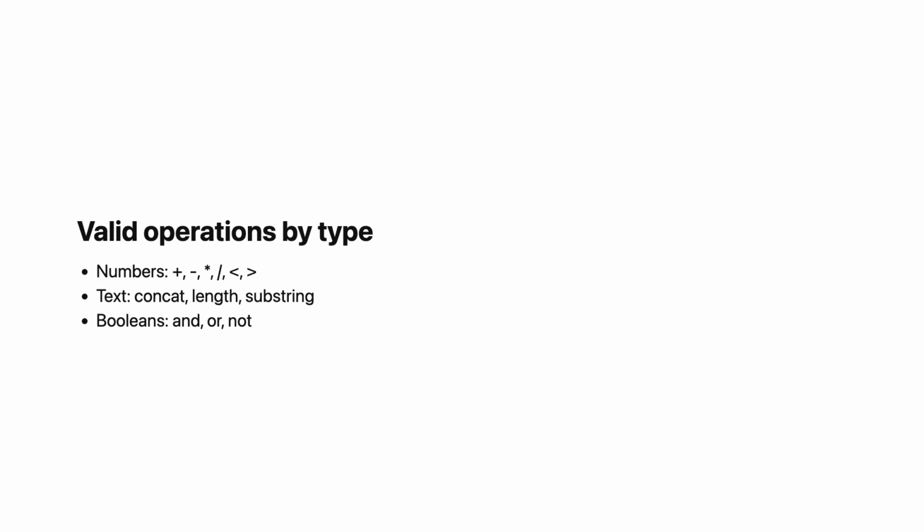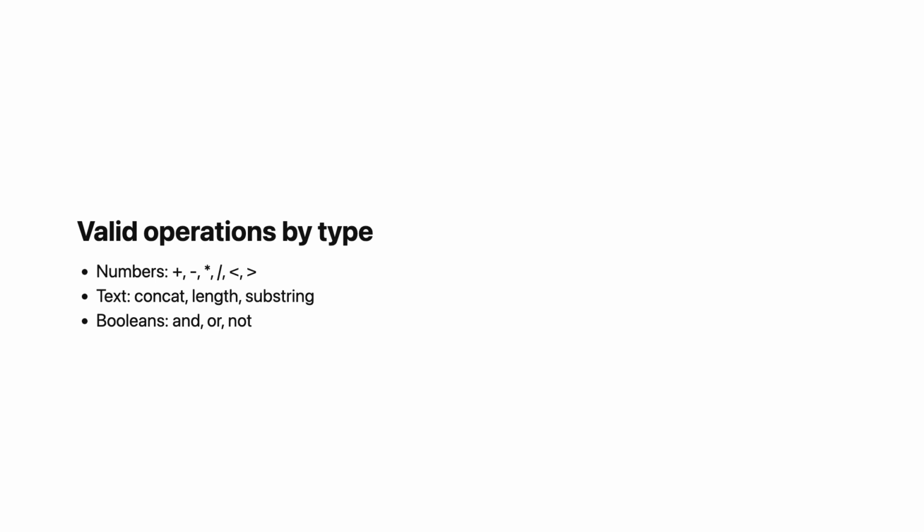The type defines the interface, the set of valid operations. Trying to perform an operation that the type does not support is an error. You cannot divide text by a number. You cannot concatenate integers. These operations do not make sense for those types. Types enforce meaningful operations.